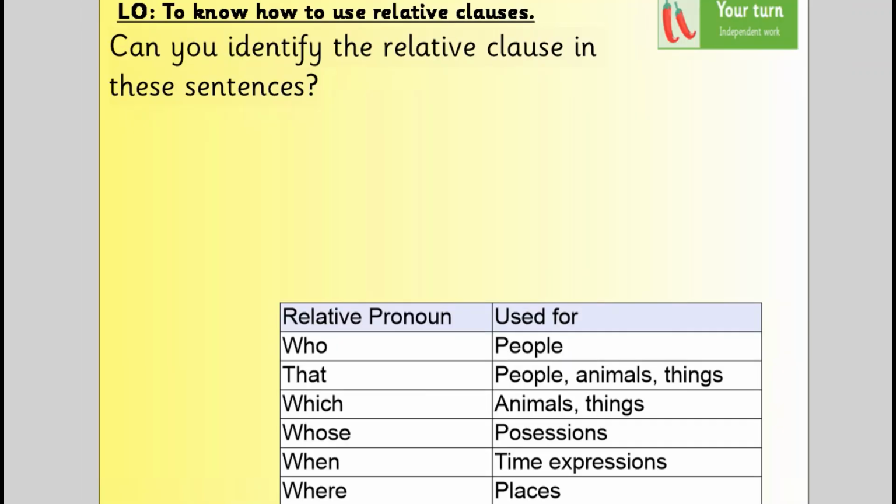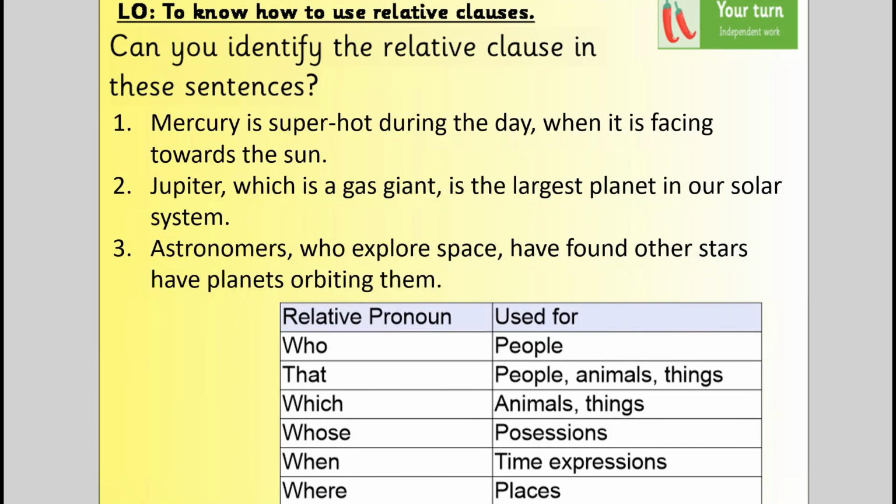Okay, let's now move on. So can you identify the relative clause in these sentences for me? So the sentences are 1. Mercury is super hot during the day when it is facing towards the sun. 2. Jupiter, which is a gas giant, is the largest planet in our solar system. And 3. Astronomers who explore space have found other stars have planets orbiting them. So pause video here, write down those sentences and underline the relative clause for me.